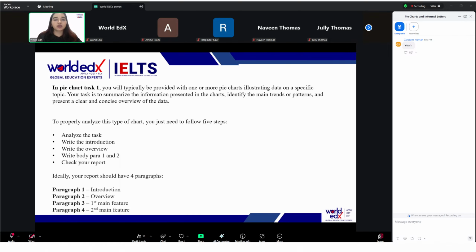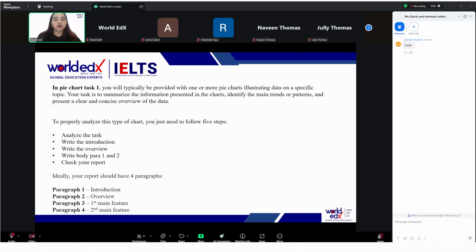And remember that if it is a pie chart, it will always either show percentages or it will show proportions, right? And what you need to do is present the data in such a manner that with a glimpse, it becomes easier for the examiner to comprehend what you were trying to write. Okay. And just look for the main features, because that is what is going to be the content of your overview.